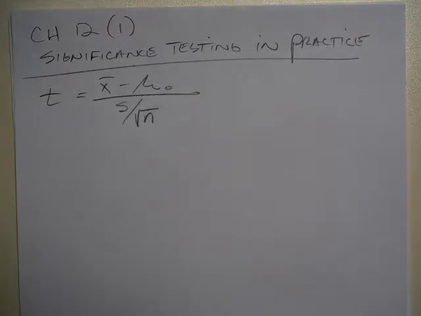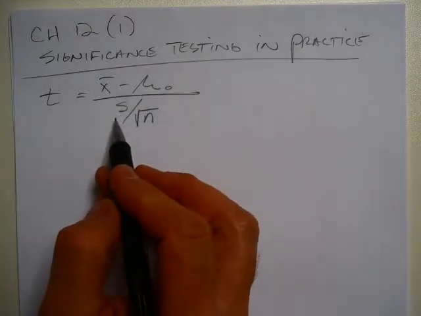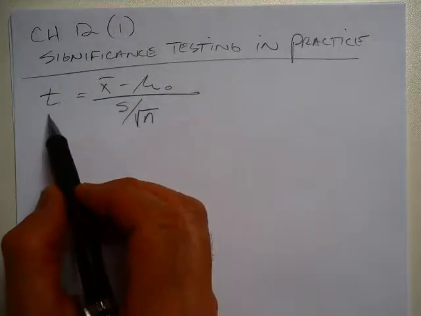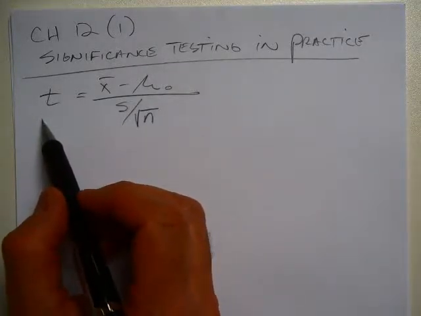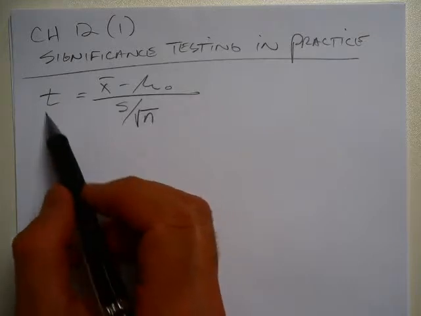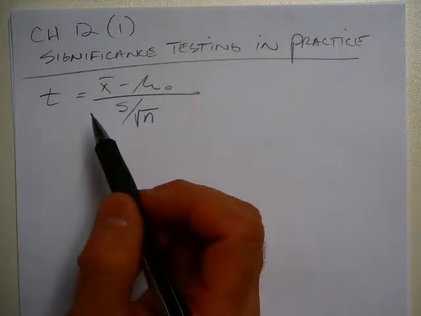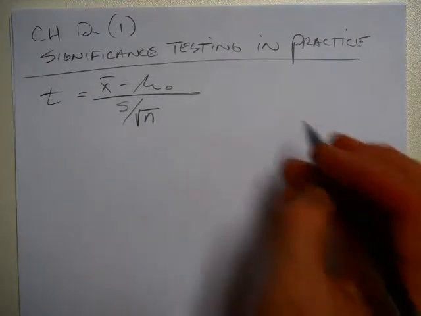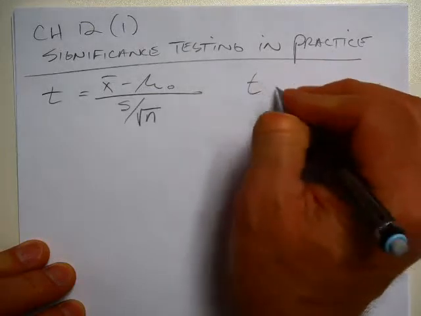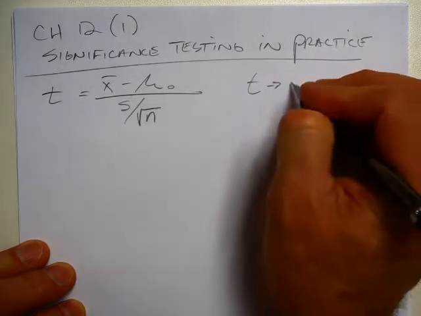Now, we've seen this standardizing formula back in chapter 9, where we didn't have sigma, so we had to use our sample standard deviation, that's S. And when we use the sample standard deviation, it's not a z-score anymore, it's a t-score, right? It's a t-star or t-value. So a couple things to remember. T is not normal.